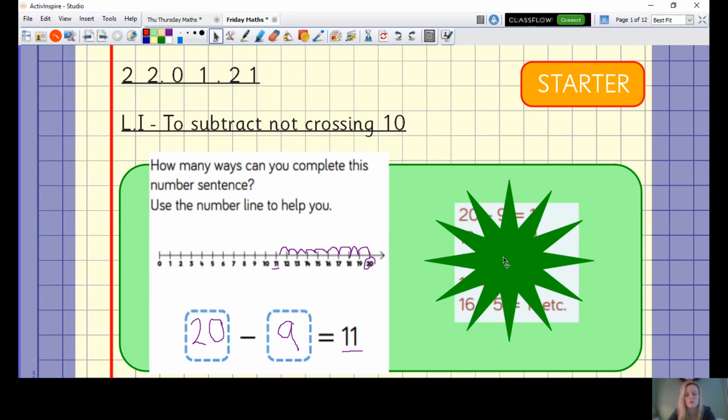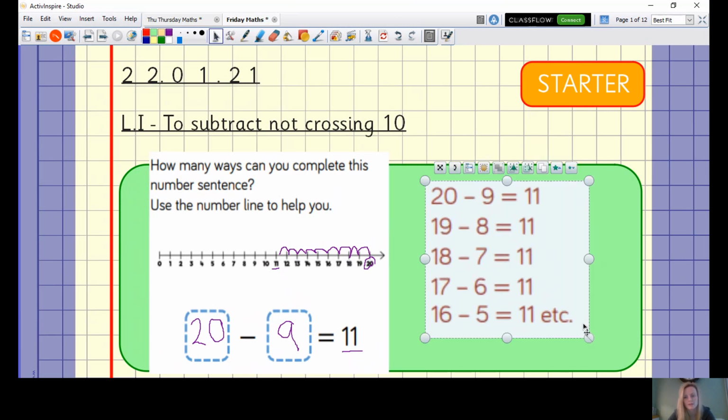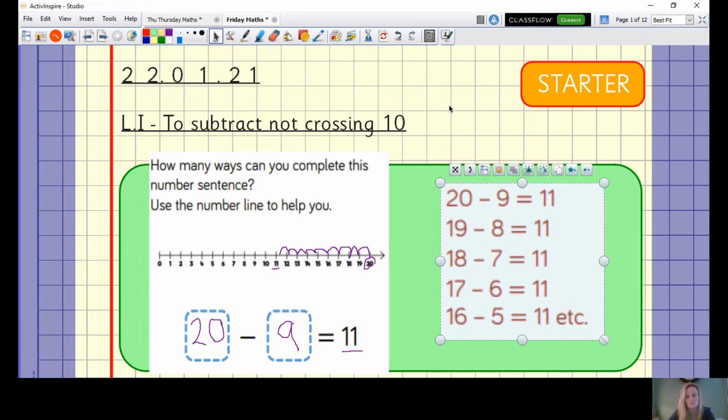So you've got so many different options. You could have started on 19 minus 8 equals 11. 18 minus 7 equals 11. 17 minus 6 equals 11. 16 minus 5 equals 11. 15 minus 4 equals 11. 14 minus 3 equals 11, and so on. You could have done so many different options. So you can maybe press pause again if you want to go back and have a look at different ways you can work those out.